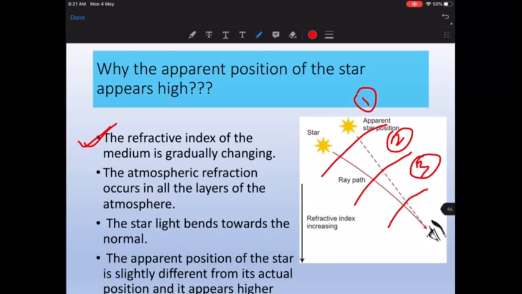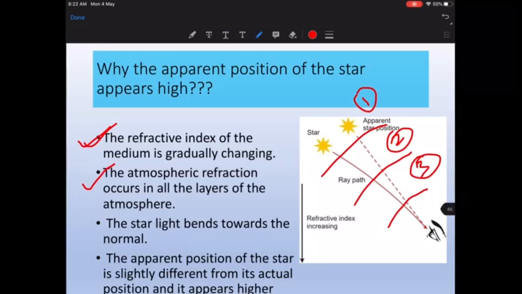Now, next: atmospheric refraction occurs in all the layers of the atmosphere, because all the layers are different. They have different density, different refractive index. So refraction is going to occur at all the layers. Suppose all these layers have the same density, with no change in the density. What would happen? There would be no refraction. But because each layer has a different density and refractive index, refraction will take place.